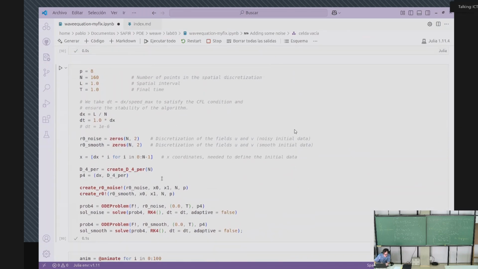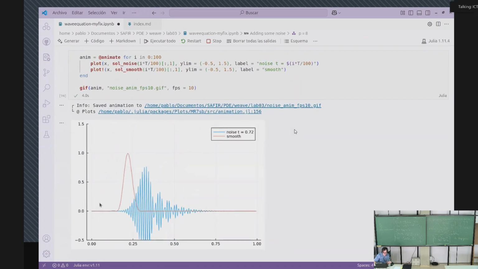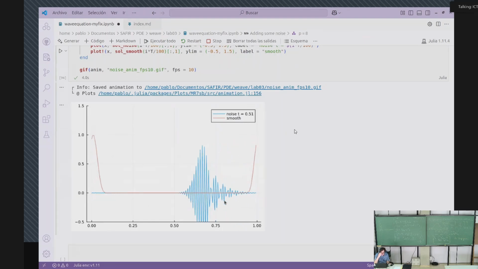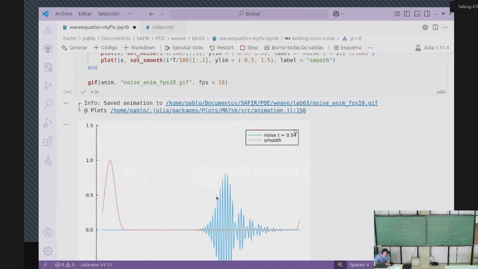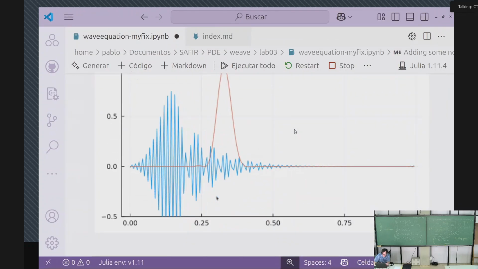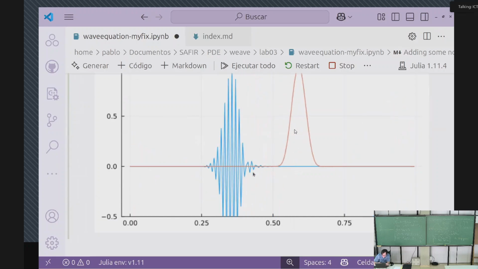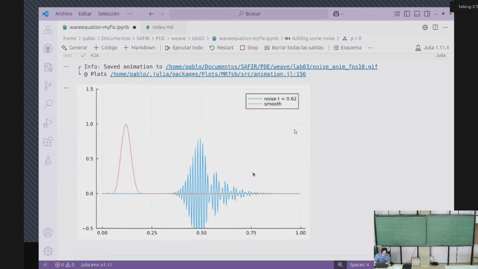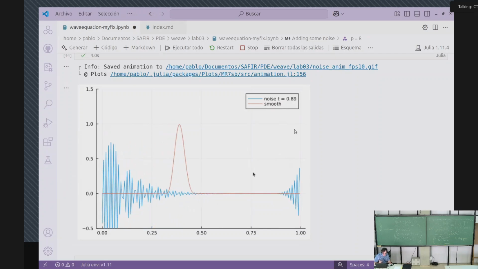So this is what we are doing here. We are creating two solutions, one with noise, the other one without noise, and here we are doing the animation. And you see that one is the smooth solution, that's going one way, right? It's moving pretty okay. There are some weird waves forming in the tail here if you look carefully. Maybe I can zoom here, and you see that there is this little issue with propagation speed, but the other one is moving to the left instead of moving to the right.